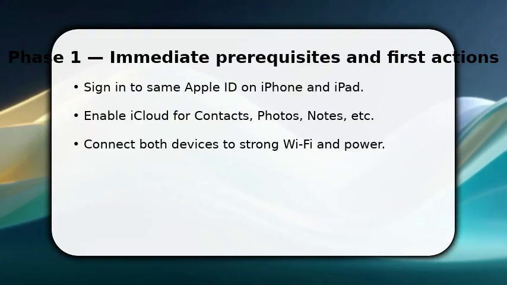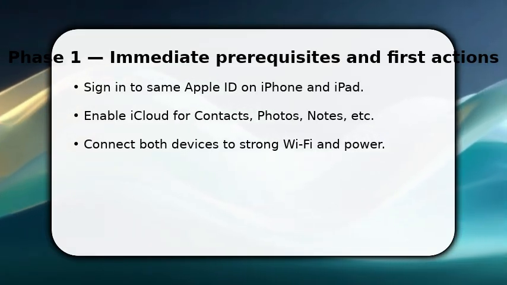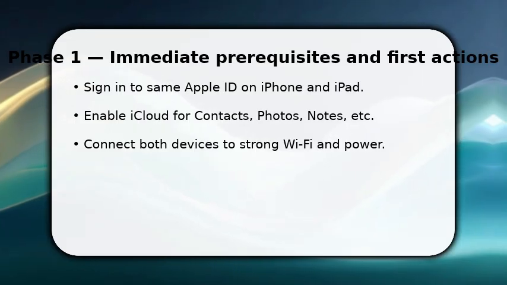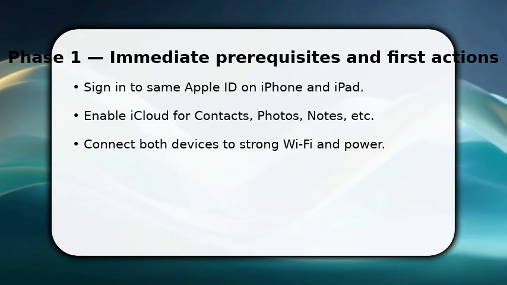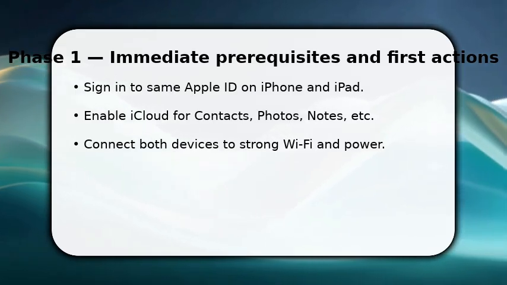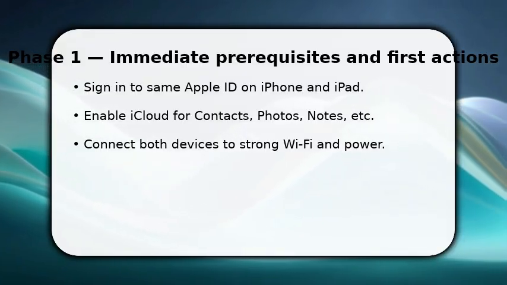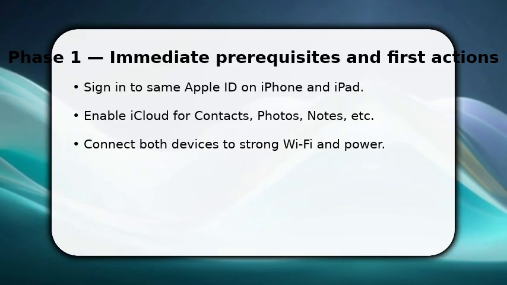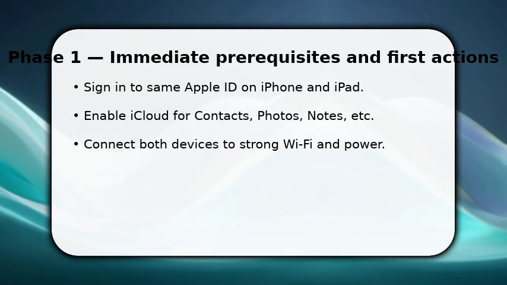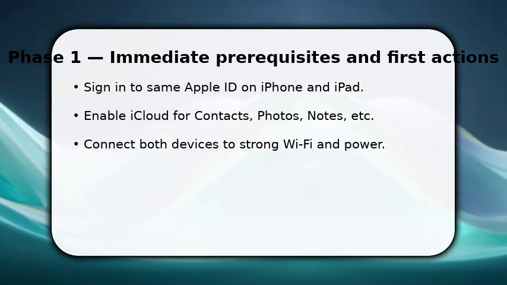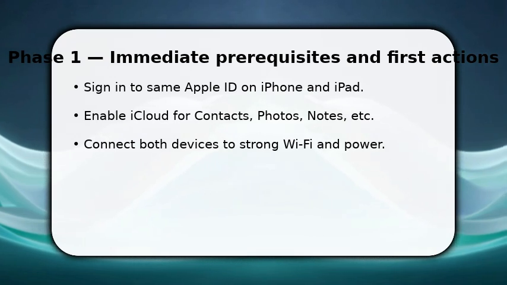You begin by confirming accounts and services. Sign into the same Apple ID on both devices so data maps correctly. Once done, open settings on each device and enable iCloud toggles for the apps you need: Contacts, Photos, Safari, Notes, because iCloud Sync is the backbone. Make sure both devices are on the same Wi-Fi network and plugged into power to avoid interruptions. This prevents partial syncs and speeds up the initial transfer. Now you're ready to move into more detailed sync settings.